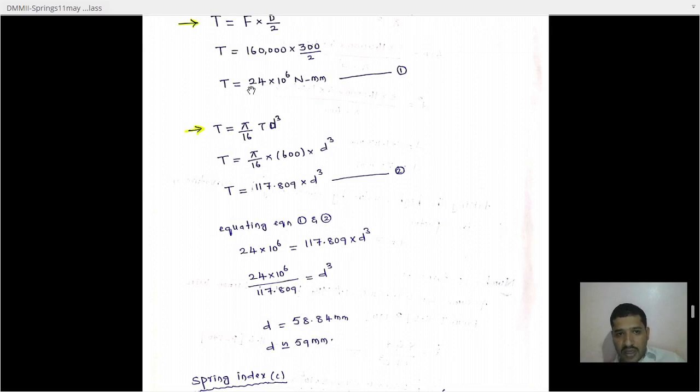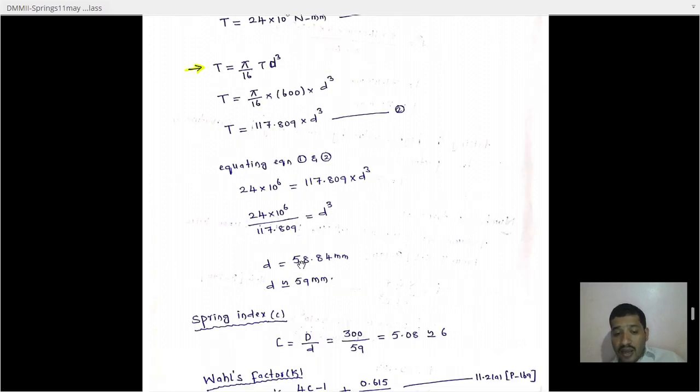First, the T value is 24 into 10 power 6. 24 into 10 power 6 is equal to, equation 2, 117.809 into d cube. If you divide, 24 into 10 power 6 divided by 117.809 equals d cube. If you remove the cube, the power becomes 1 by 3. d equals how much? 58.84 mm. So this 58.84 mm should be approximately equal to 59 mm.